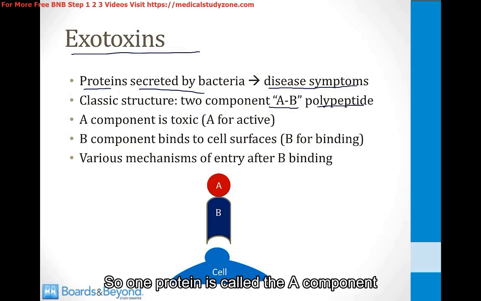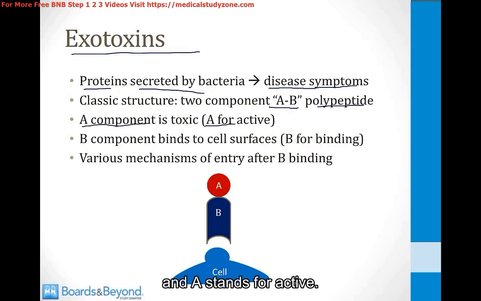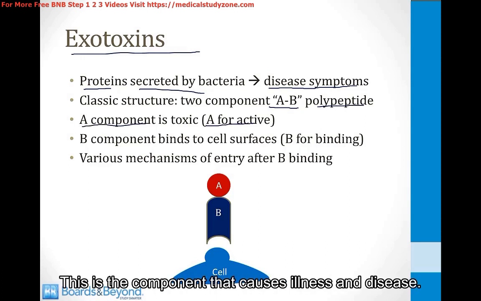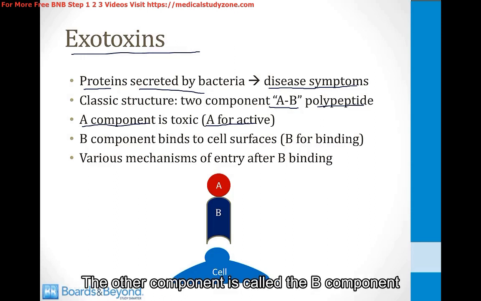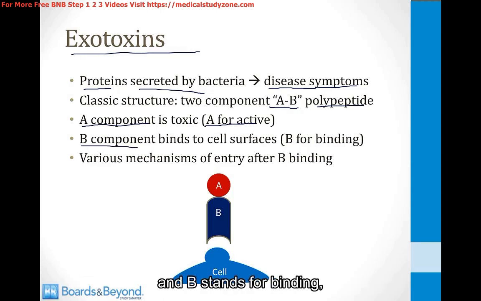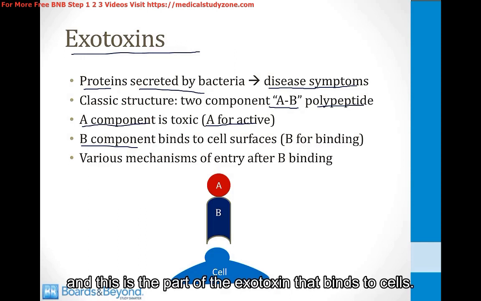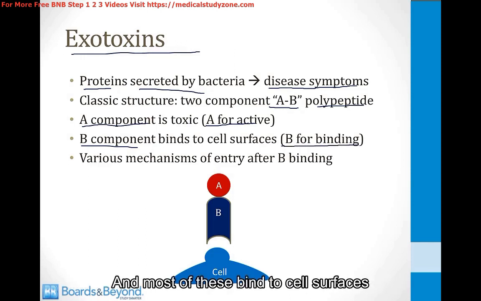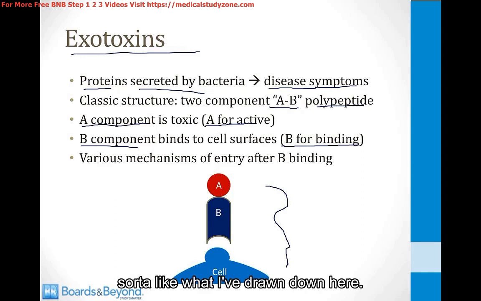So one protein is called the A component, and the A stands for active. This is the component that causes illness and disease. The other component is called the B component, and B stands for binding, and this is the part of the exotoxin that binds to cells. And most of these bind to cell surfaces sort of like what I've drawn down here, and then they're internalized inside the cell, and once they enter cells in the human body, they cause disease.